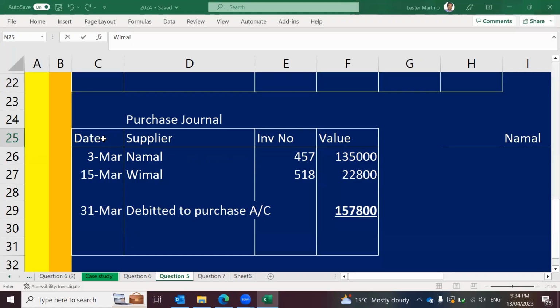So write it down here. Date, 3rd March, Namal, invoice number 457, 135,000. 15 March, Vimal, invoice number 518. This amount is 300 into 80, that is 24,000, less 5%. 10% of 24,000 is 2,400, half of this is 1,200. So 24,000 minus 1,200 is 22,800. Add together the total purchase value. You write it down: debited to purchase account 157,800.